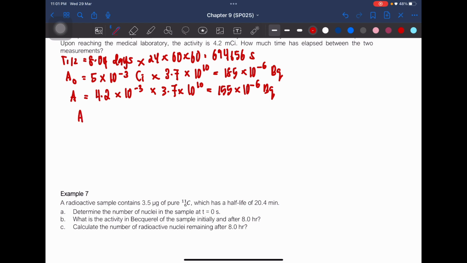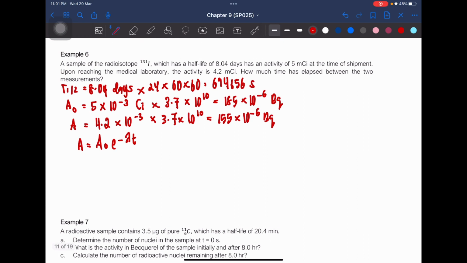So what we can do is use A equals A naught e to the power of negative lambda T. However, we do not have the value of lambda, so we are going to find lambda. We can use the half-life formula, so this is ln 2 over T half, which is ln 2 divided by 694,656. Ew, that's so ugly. Wait, why did I get a negative value? The decay constant should be positive, right? Let me just use my other calculator.